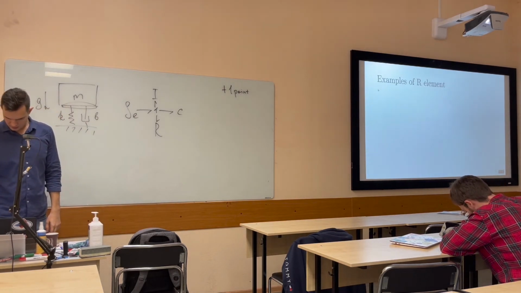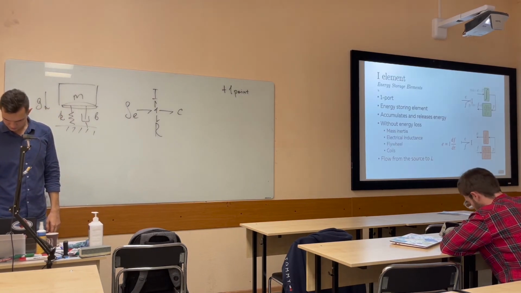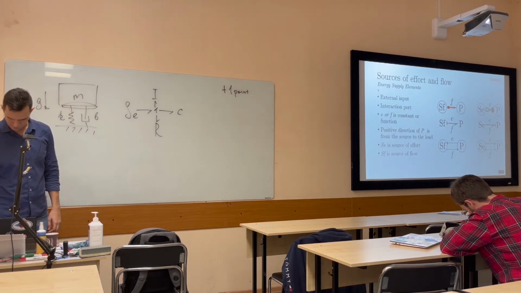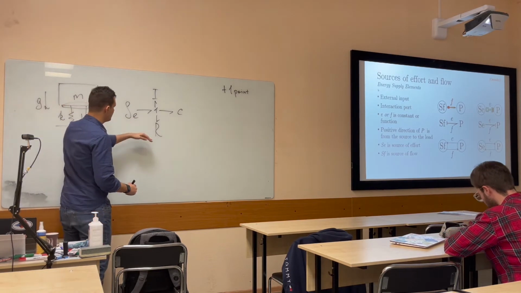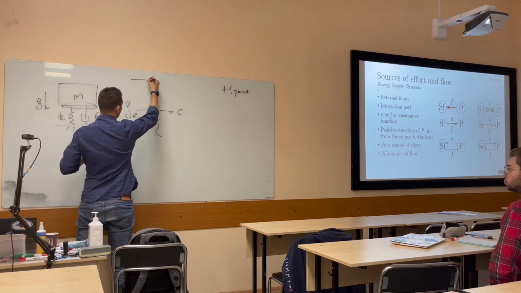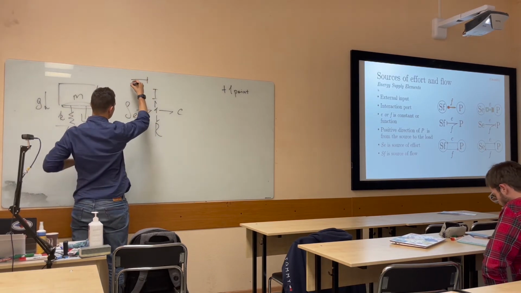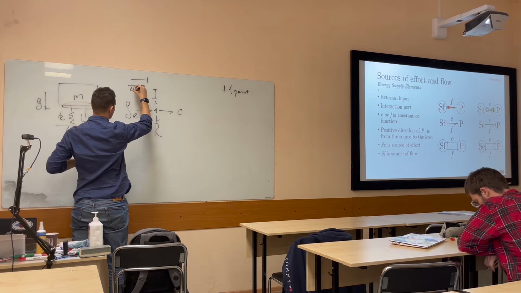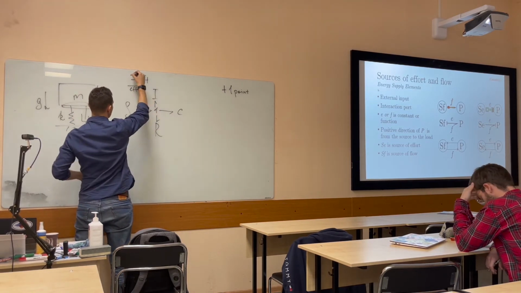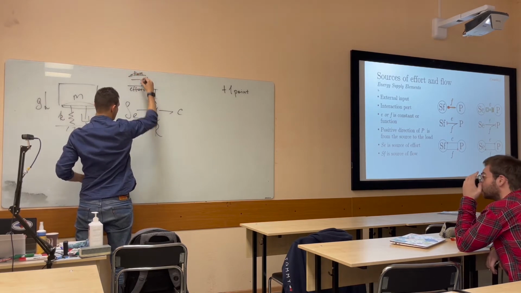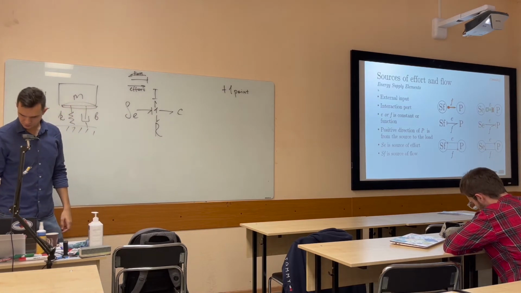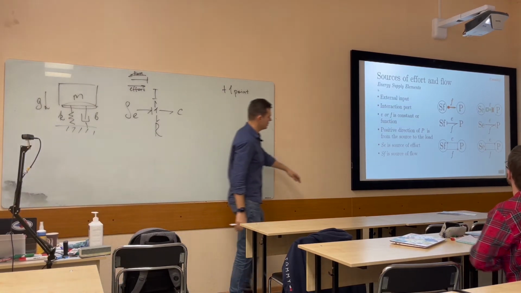So now let us think about causality. Let's start with the source of effort. Since it's a source of effort, we send efforts, and this is the sign of efforts. So in this direction goes efforts, in this direction goes flows. So we need to put a causality sign here, as you can see here.